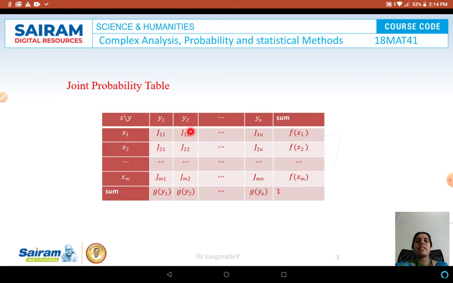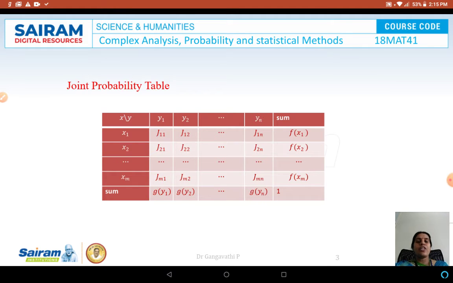if we add these values, we will get the marginal distribution of x1. And the second row, when you add all the elements, gives the marginal distribution of x2. The next row will give x3. Likewise, this gives the marginal distribution value of f of xm. These values are the marginal distribution of x.